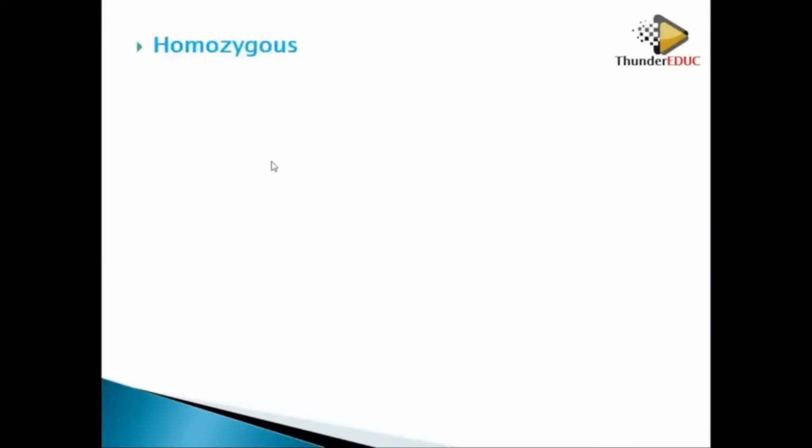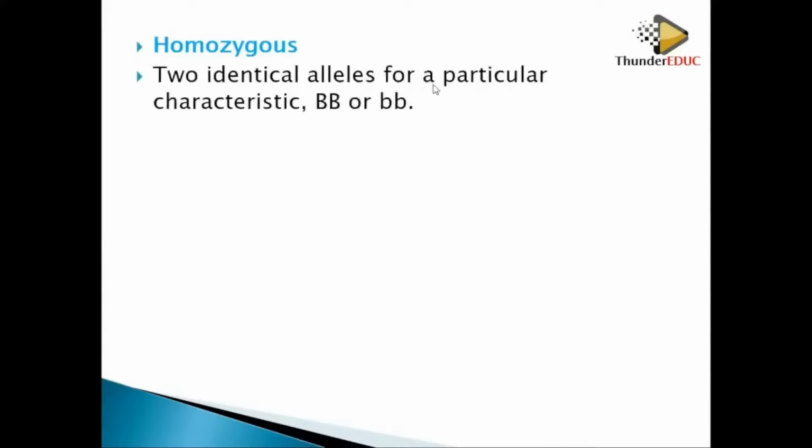So when we talk about homozygous, I've been talking about this. Homo means the same, zygous from the zygote. It means that this zygote has the same kind of genes, two identical alleles for a particular characteristic. Homo, same, can be homozygous dominant or homozygous recessive.